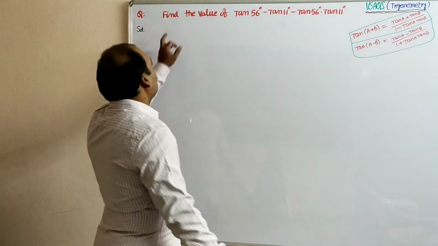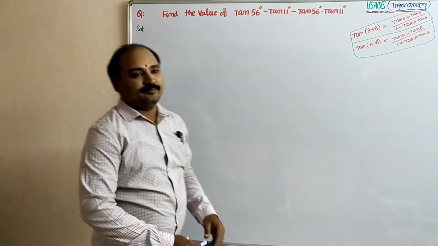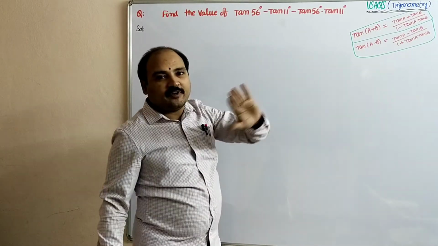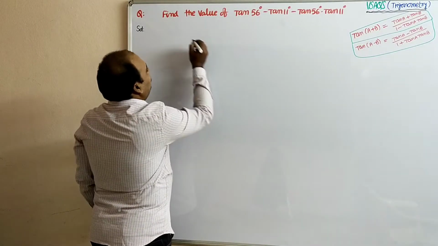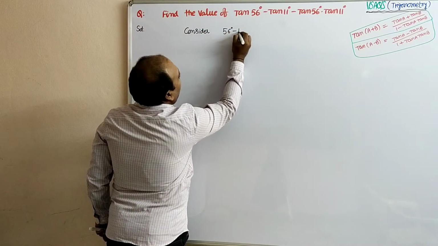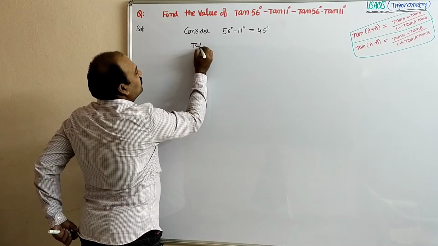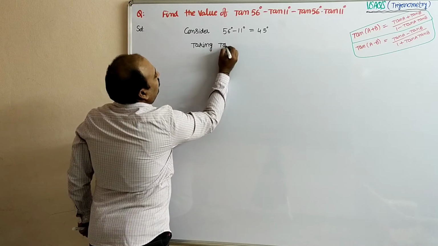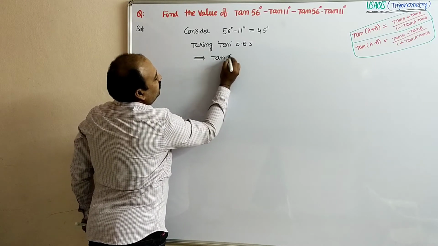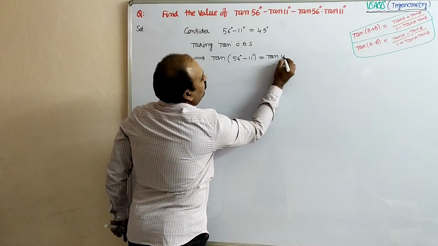The next question: find the value of tan 56 minus tan 11 minus tan 56 into tan 11. Observing the angles 56 and 11, the difference of these two equals 45 degrees only, no? So consider 56 degrees minus 11 degrees equal to 45. Now taking tan on both sides, that implies tan of 56 minus 11 degrees equal to tan 45.